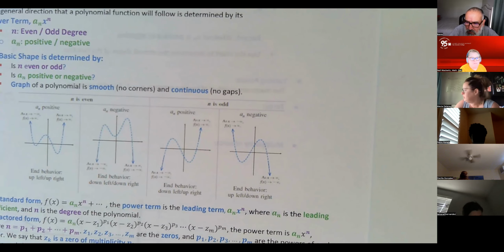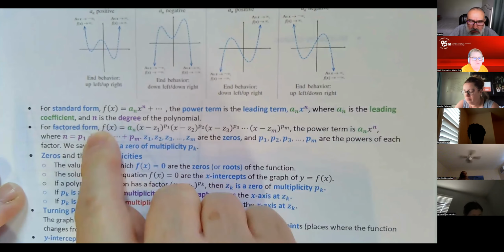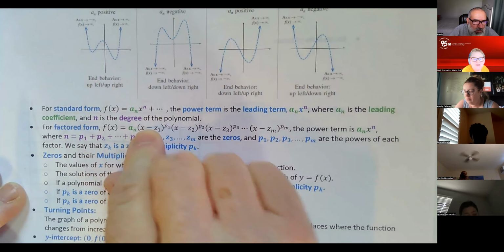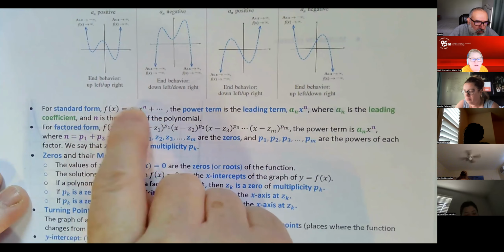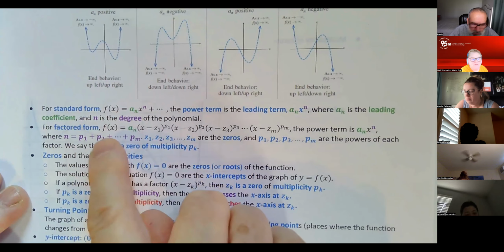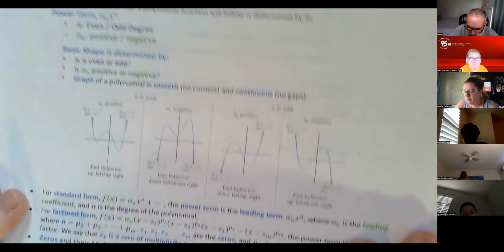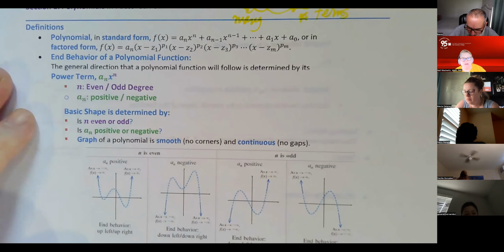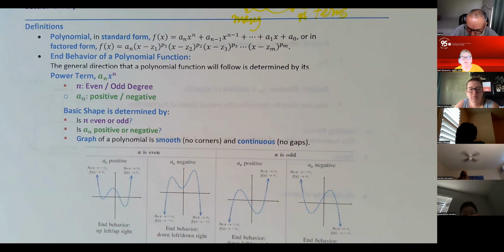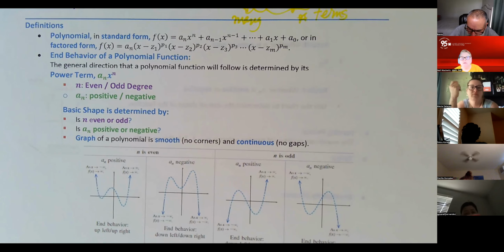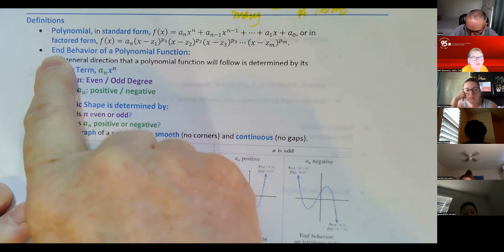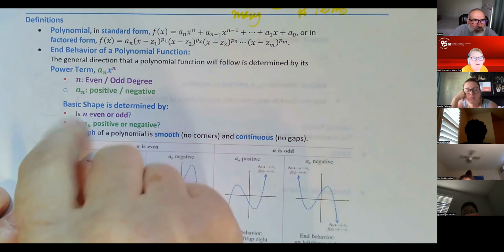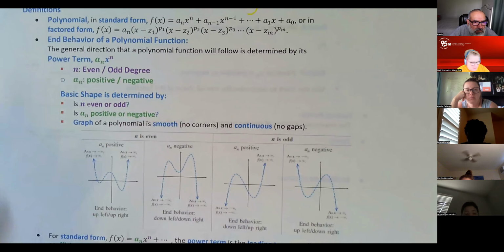And in factored form, the polynomial is many things multiplied. So the easiest way to see the difference is that in standard form, things are added. In factored form, they're multiplied. We're going to start out by looking at factored form, and then we'll look at standard form. So the first thing that we'll look at is the end behavior. The end behavior is all determined by the power term.